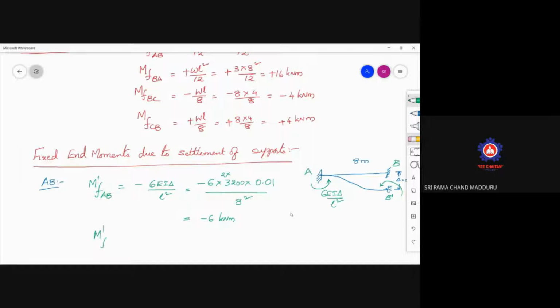M dash FBA is also minus 6 EI delta by L square only, minus 6 times 3,200 into 0.01 by 8 square, minus 6 kilonewton meter.